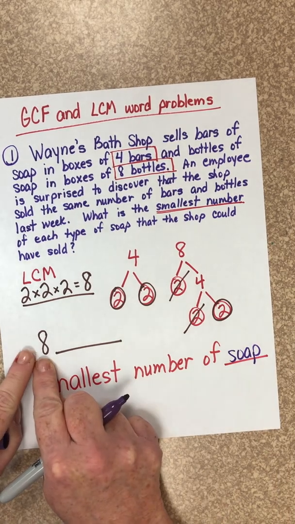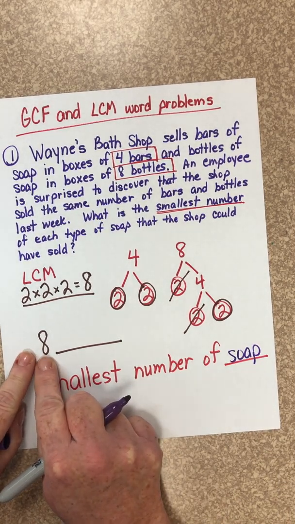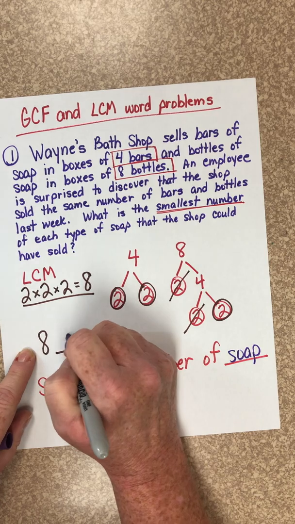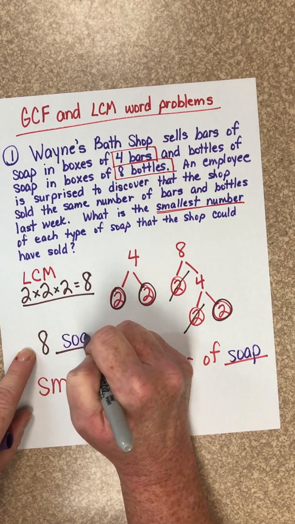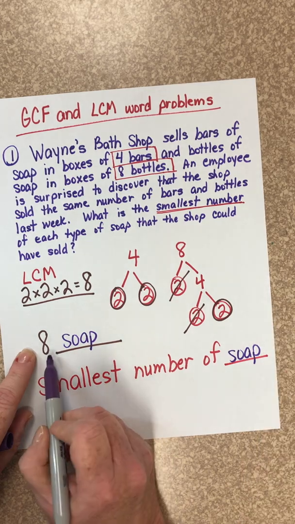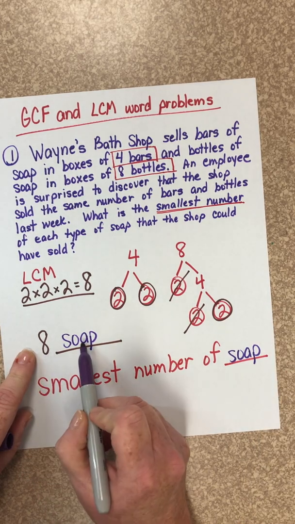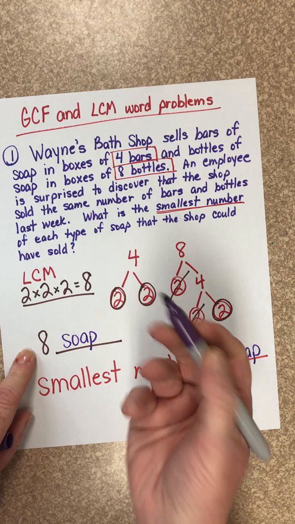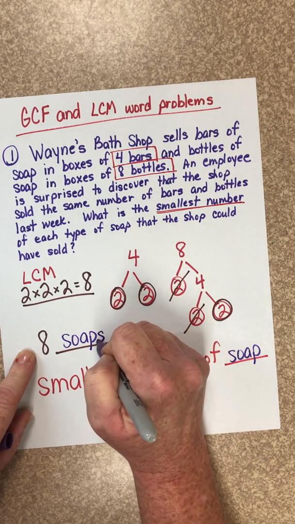So now let's go back up here to what our answer is. Our answer is 8. 8 what? Well, if I put soap, 8 soap, that sounds ridiculous. 8 is more than 1, so we need to make soap plural, so we're just going to add an S. That would be 8 soaps.